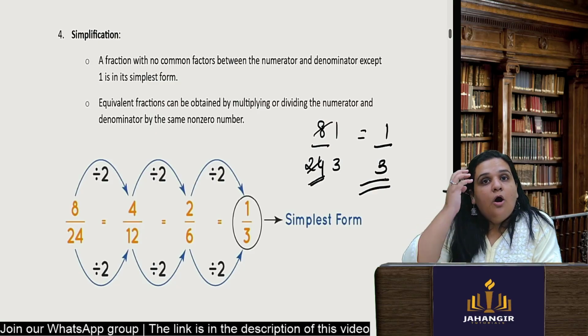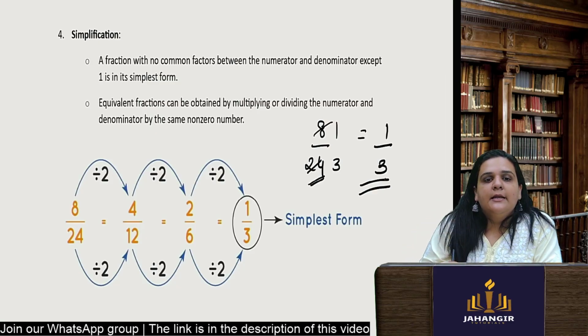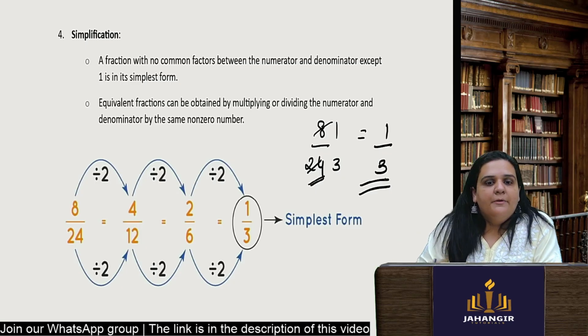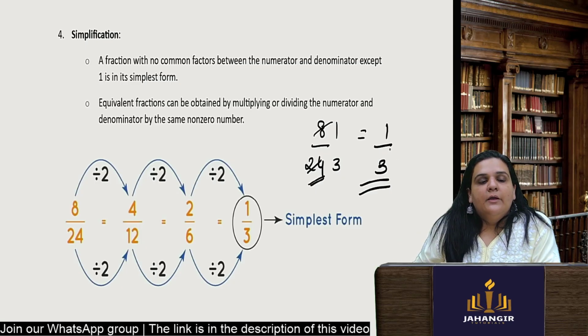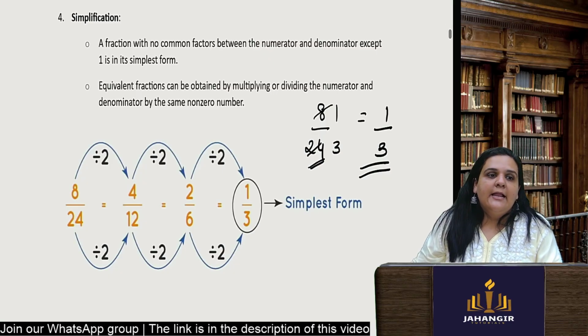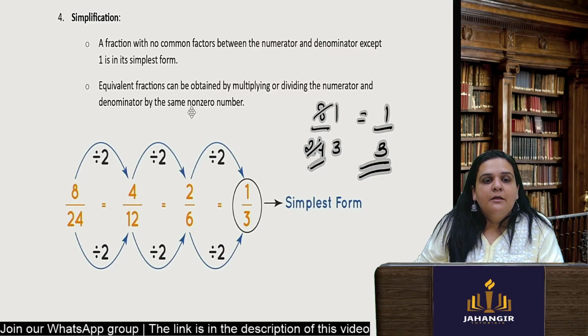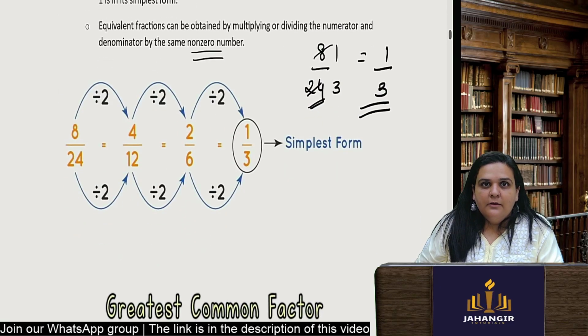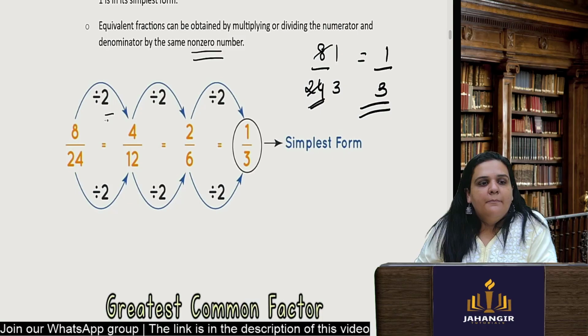A fraction with no common factors between numerator and denominator except 1 is in its simplest form. There is no common factor. Okay. So, in its simplest form is important. Equivalent fractions can be obtained by multiplying or dividing the numerator and the denominator by that same non-zero number. See, 8 and 24. I have divided that by 2. So I got numerator also divided by 2, denominator also by 2.